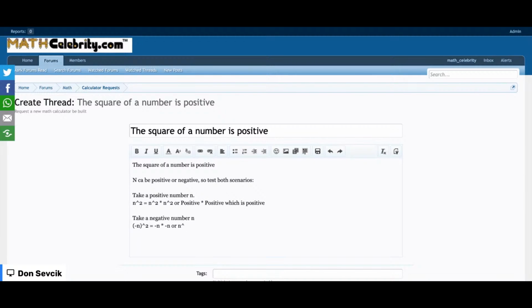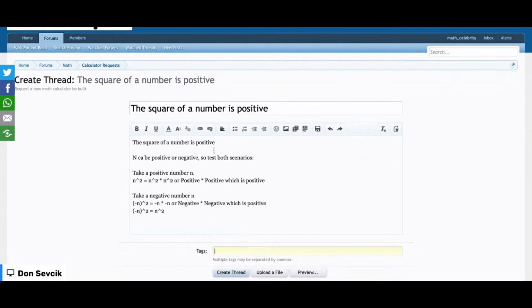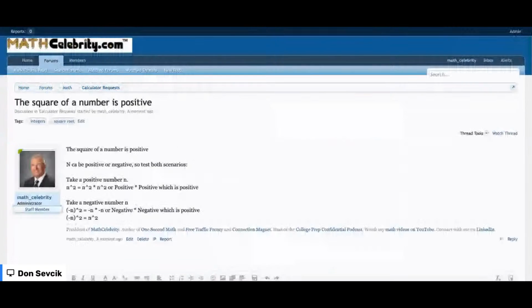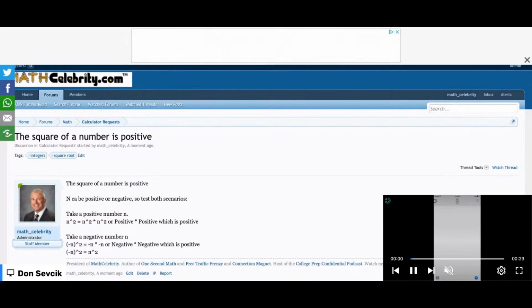Or n squared. Negative times negative, which is positive. So negative n squared equals n squared, because a negative times a negative is a positive. So we have proven this. We've tested both scenarios, and we've shown that in either case, the result of the square of a number is positive.